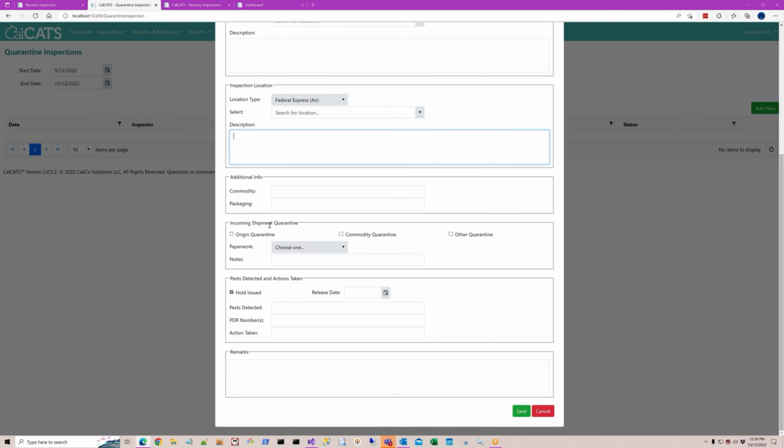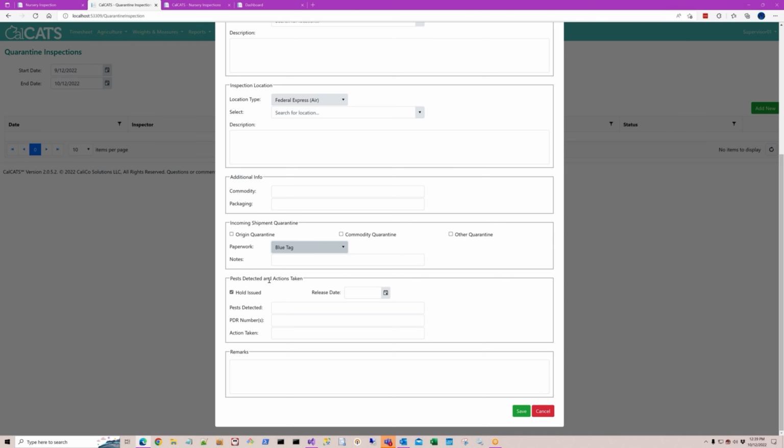Commodity packaging, and then for incoming shipments, what kind of quarantines are at play here? Is there an origin quarantine? Is there a commodity quarantine? Or is there some other kind of quarantine that applies to this package or this shipment? And then what kind of paperwork was accompanying the package? And any notes you have about the incoming paperwork.